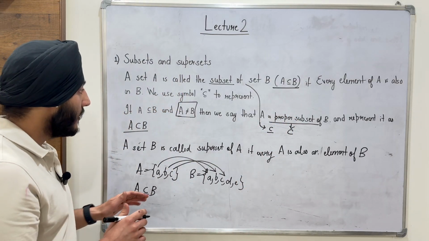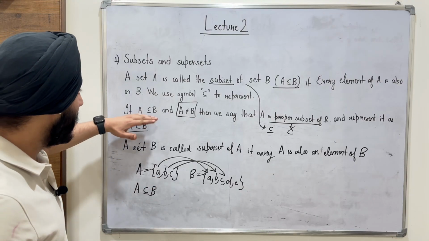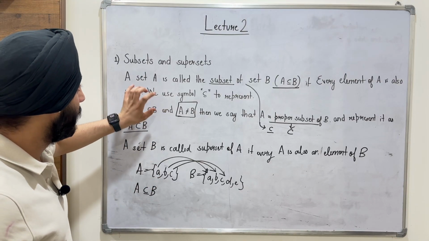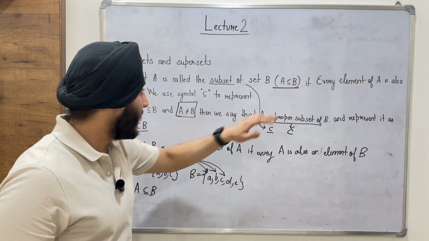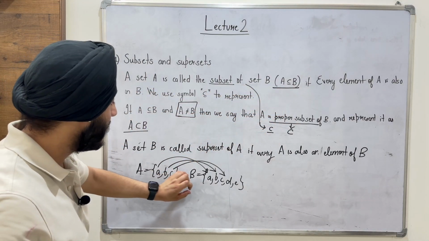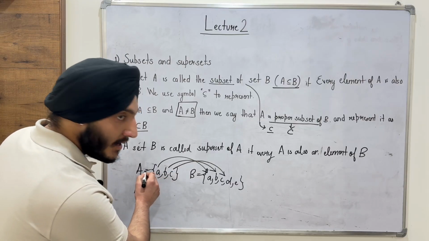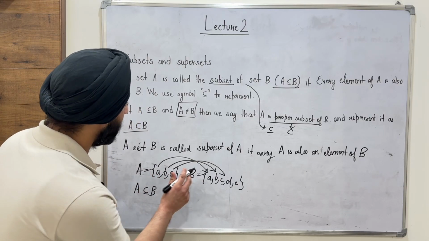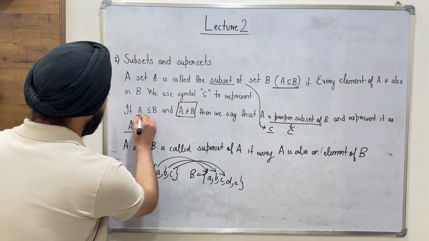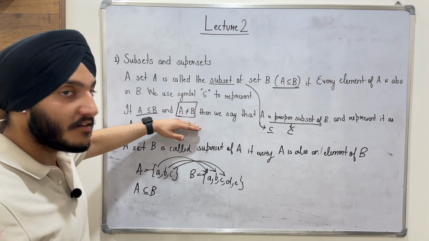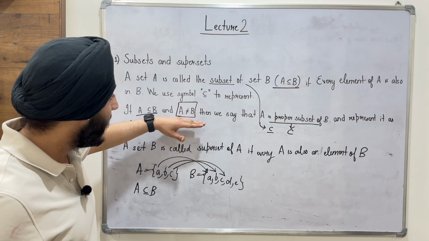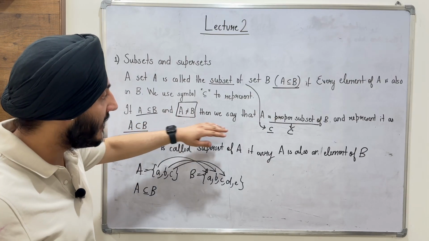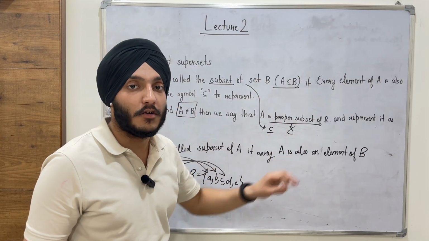So the basic point is we can see that A is a subset of B, which means every element of set A is also in B. We can see that over here, every element of A is also in B, right? Hence, we can say that this point is true. And there's another condition in the proper subset definition: A is not equal to B. Then we say that A is a proper subset of B.